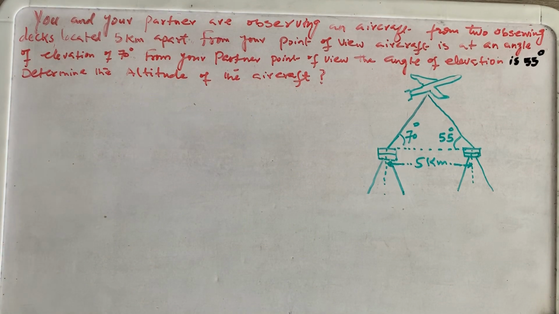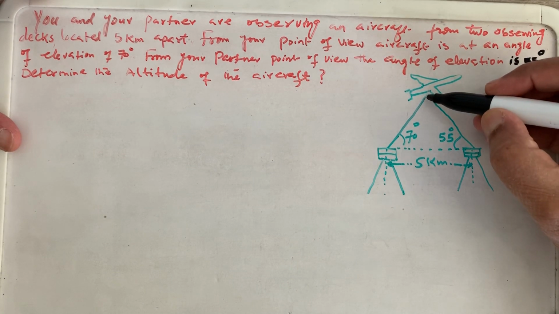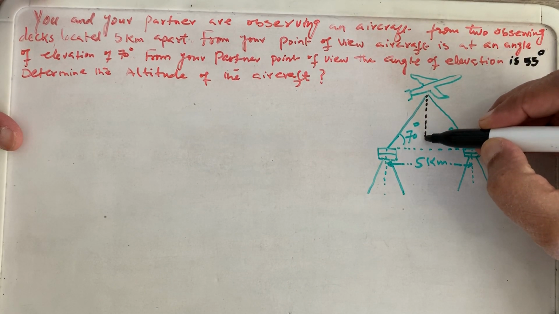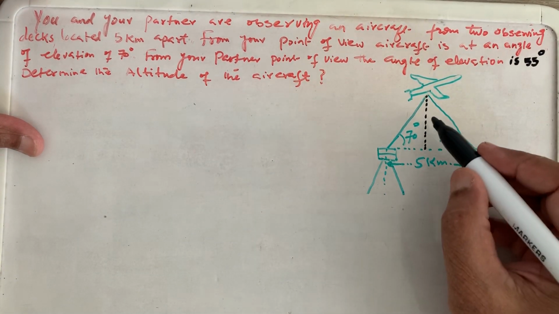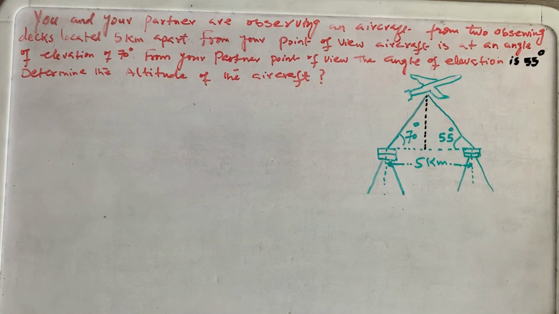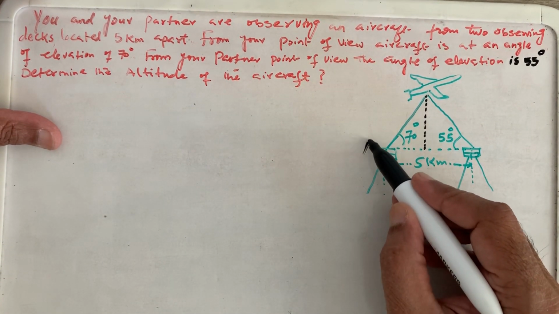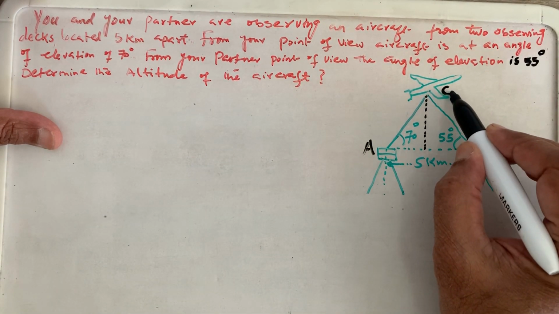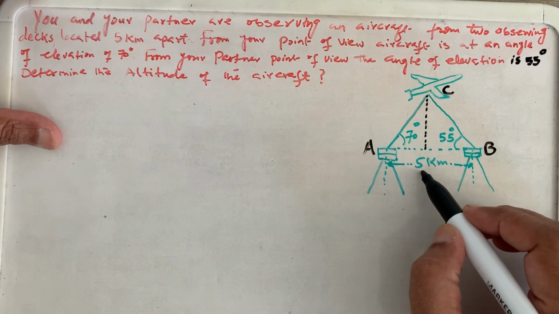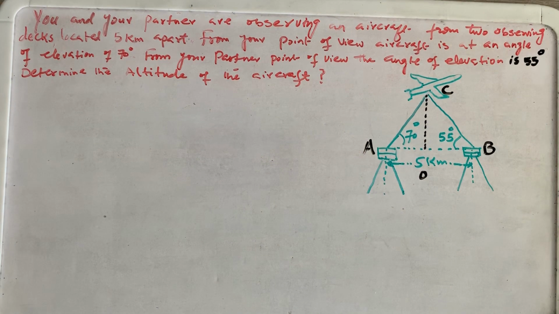So, first things first, what is the altitude? Altitude is the vertical distance from the apex to the base, right? So this is the vertical distance. That means this side is required. The second important thing is to name the triangle. Let's say that you are at A, your partner is at B, and C is your aircraft. What is required is CO, that is the altitude, the vertical distance. So this is the altitude of this triangle. What is the altitude of the aircraft?